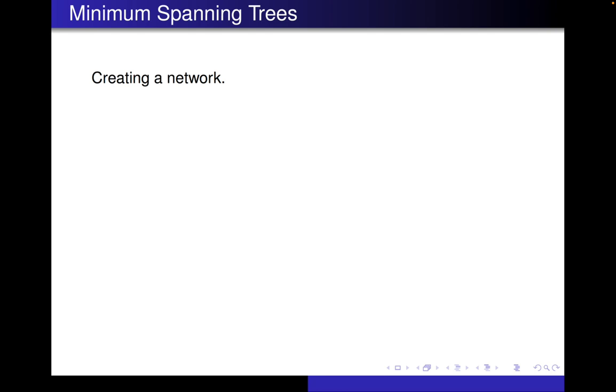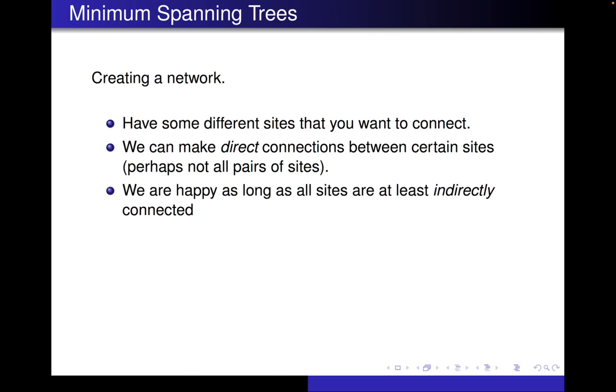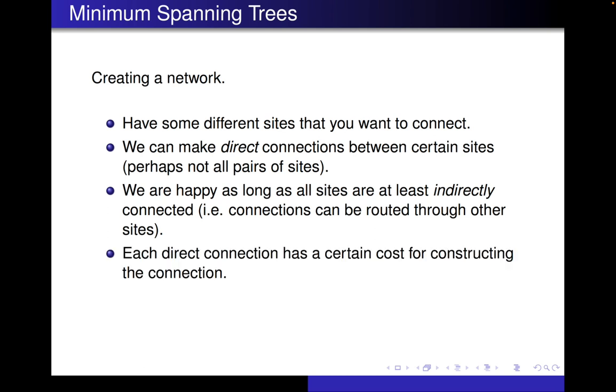So imagine that you're creating a network of sites. You have some different sites that you want to connect, and we can make direct connections between certain sites, but that has a certain cost associated with it. So we don't necessarily want to do that between all pairs of sites. But we are happy as long as the sites are at least indirectly connected. In other words, you can get between any two sites by routing through other sites if necessary. And finally, each direct connection has a certain cost for constructing it.